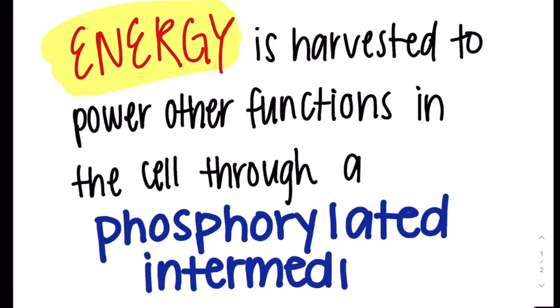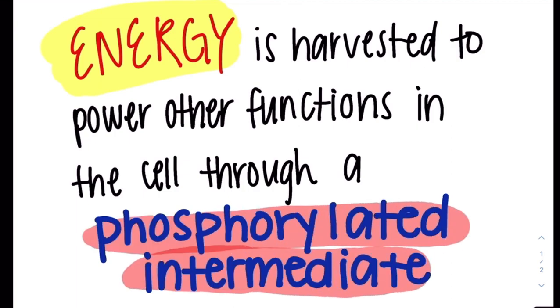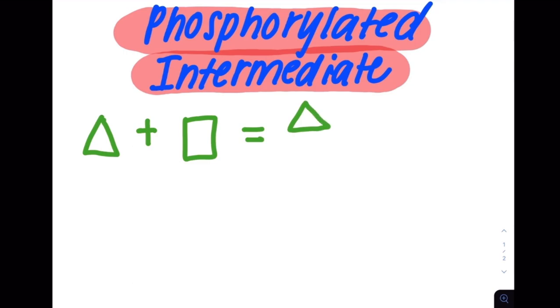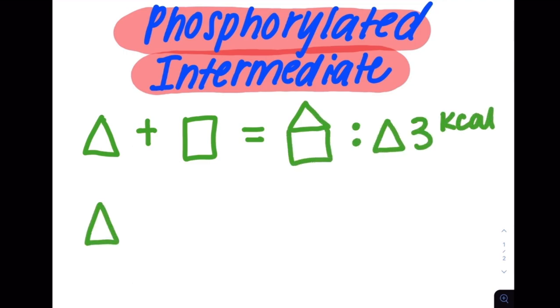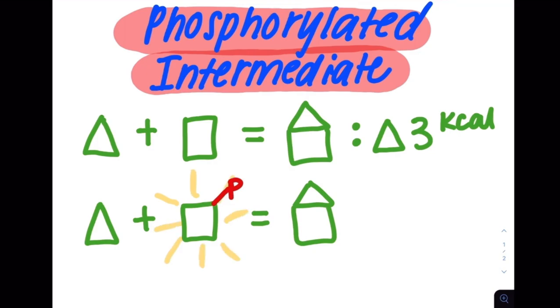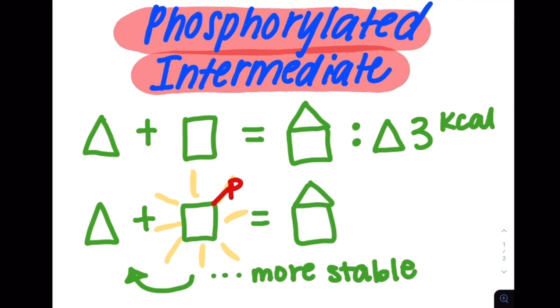This is a big term that I just threw at you, so let's break it down. To make this make sense, we're going to use a really simple example. Let's say we want to add this triangle and bond it to this square in order to create a house shape. And let's say it takes this house 3 kilocalories per mole of energy to make. But when we add the phosphorylated intermediate from our ATP molecule, we get a house more quickly because we're creating a more reactive square, and that square wants to bond as quickly as it can to the triangle so that it can be in its more stable state of the house.